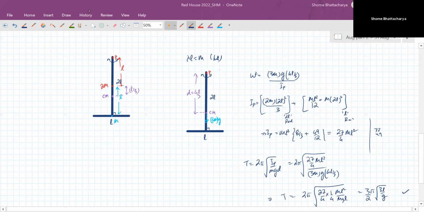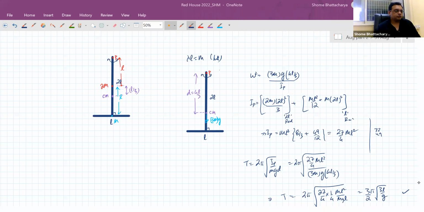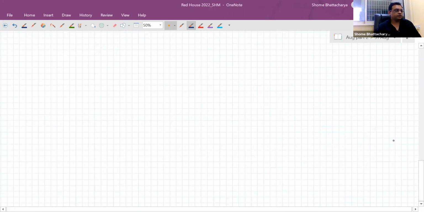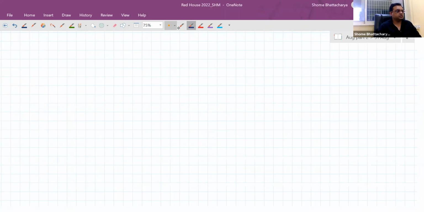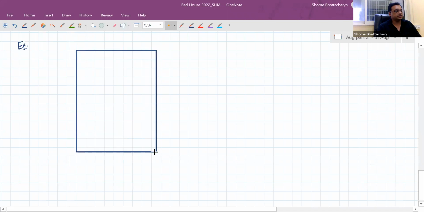Okay, people. So hope this is clear to all of you. Now moving on to one important variation for pendulums, which is something like this. If you have a pendulum inside a non-inertial frame, then how the acceleration of the frame and therefore the pseudo force affects the time period. So we start with a very simple example.